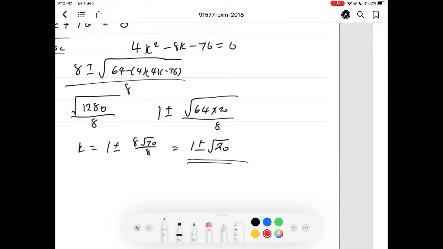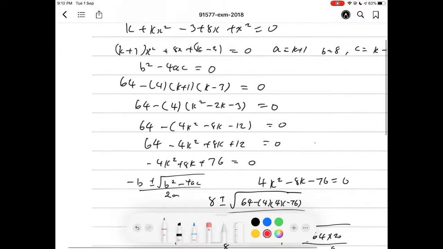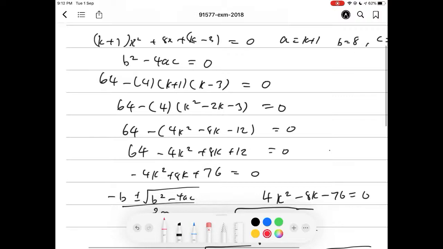And to get this final answer here, we'll get a merit grade. To get an achieved grade, you're looking at the correct expression for the discriminant. Correct expression for the discriminant, so that's up to here. So if we get up to here, we'll get an achieved grade.